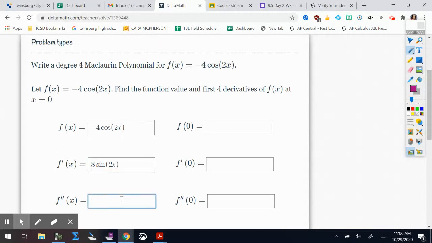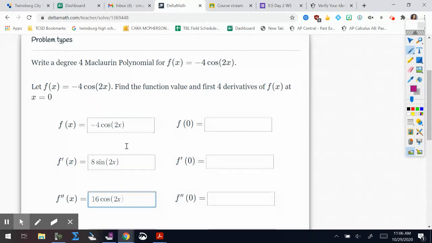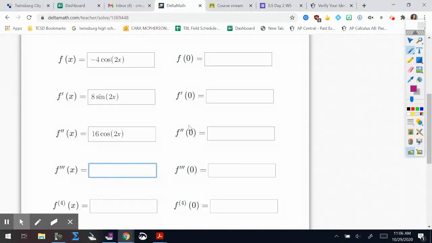When I derive it again, the derivative of sine is just positive cosine. I also have to derive the angle. So I'm going to get 16 cosine 2x, my angle, not 12x, 2x. When I derive a third time, it's going to go back to negative. It's going to be -32 sine 2x.